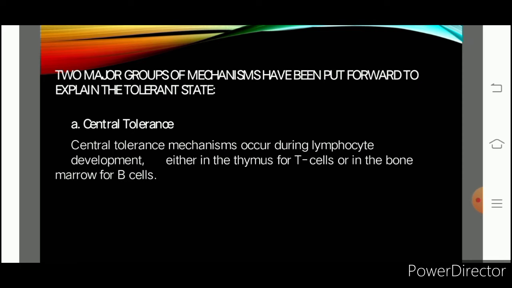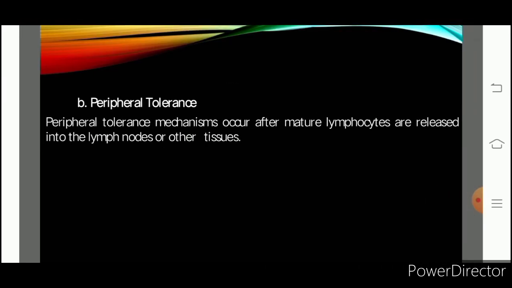So two major groups of mechanisms have been put forward to explain the tolerance state: central tolerance and peripheral tolerance. Central tolerance mechanisms occur during lymphocyte development, either in the thymus for T cells or in the bone marrow for B cells. Peripheral tolerance mechanisms occur after mature lymphocytes are released into the lymph nodes or other tissues.